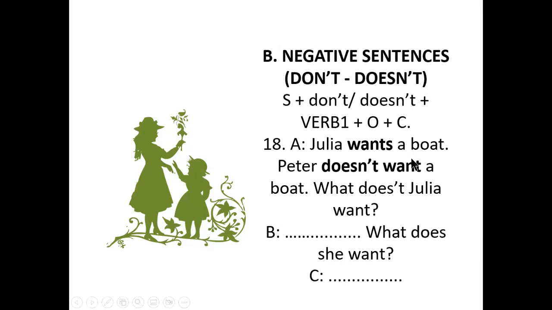For example, Julia wants a boat. Peter doesn't want a boat. What doesn't Julia want? Julia doesn't want a car. Julia wants a boat. Peter doesn't want a boat. What does Julia want? Julia wants a boat. What does she want? She wants a boat. Yes, this one. Julia wants a boat. Okay.